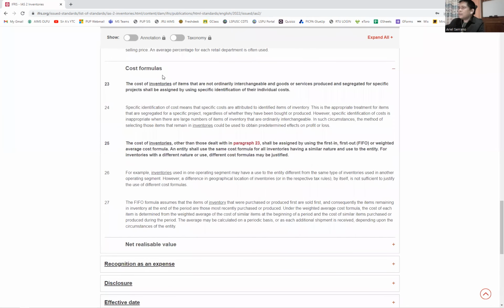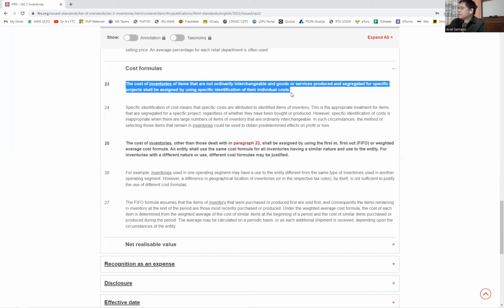Okay? Now, my brothers and sisters, we are using cost formulas in inventories. Sometimes, the cost of inventories cannot be determined right away, especially with multiple purchases, when we buy a lot and cannot identify one by one how much the cost is. Or it will be impractical to identify the cost, for example, if I bought 10 boxes of chippy, we don't need to itemize them. Anyway, let's read. The cost of inventories of items that are not ordinarily interchangeable, ordinarily not interchangeable, and goods or services produced and segregated for specific projects shall be assigned by using specific identification of their individual costs.